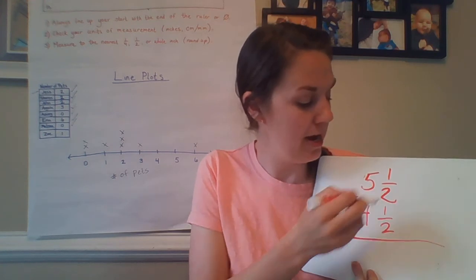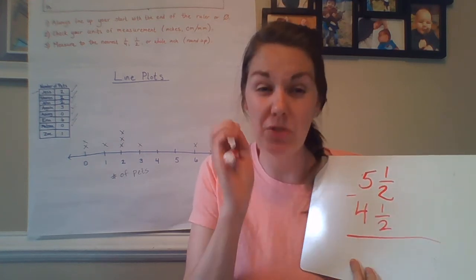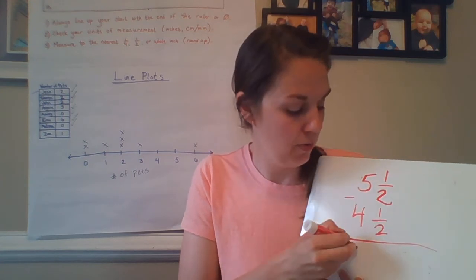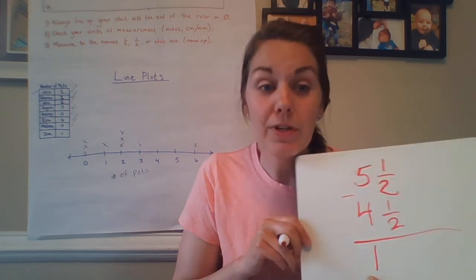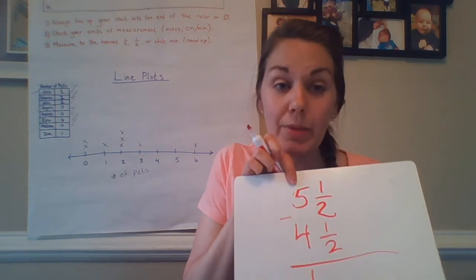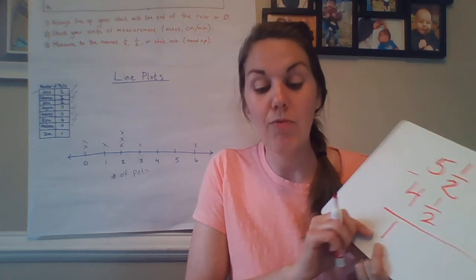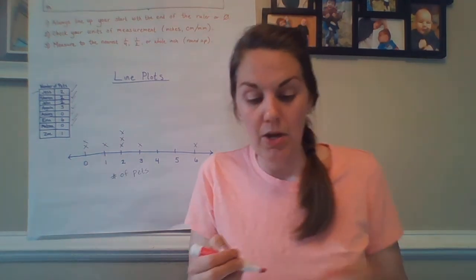So I have 1/2 and I take it away. I now have 0 halves. I don't have any fractions. 5 take away 4 would be 1. So the difference between the most common length of earthworm and the shortest earthworm would be a difference of 1 inch. Okay.